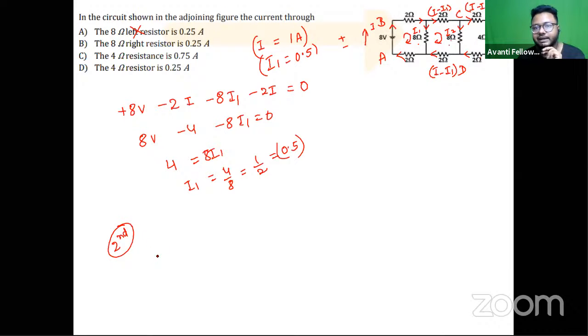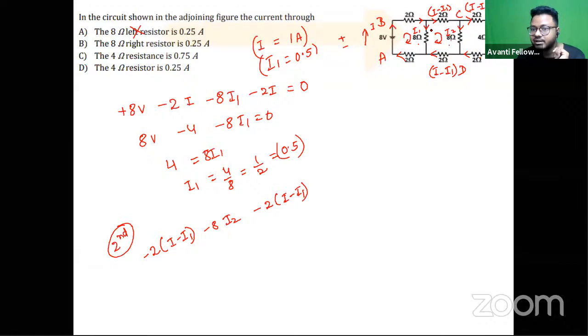what will you write? You'll write minus 2 into I minus I1. Then you'll write minus 8 into I2. Then you'll write minus 2 into I minus I1, because you are going towards the current. And here you are going opposite to the current, right?